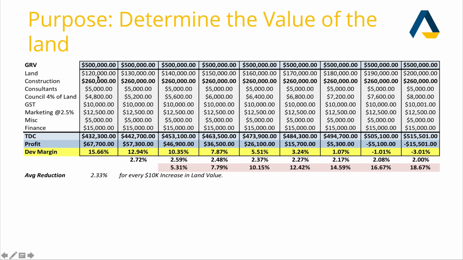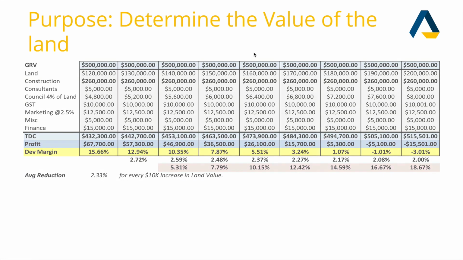So if instead of paying 120, you end up paying 170 for that, you made a loss of 12.42%, which is a cumulative loss calculated. Because every time a $10,000 increase in land value that you end up paying is going to cause an average reduction of 2.33% on your profit.